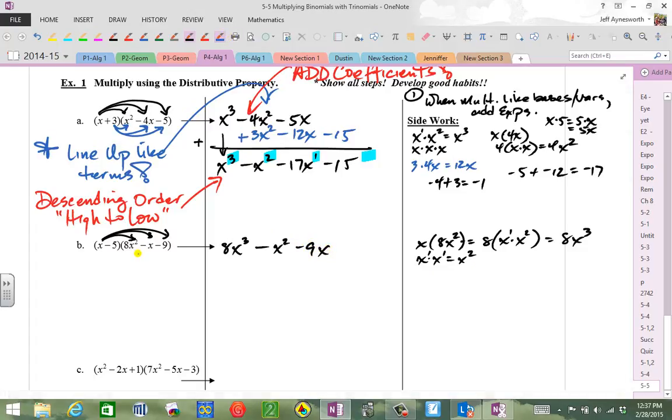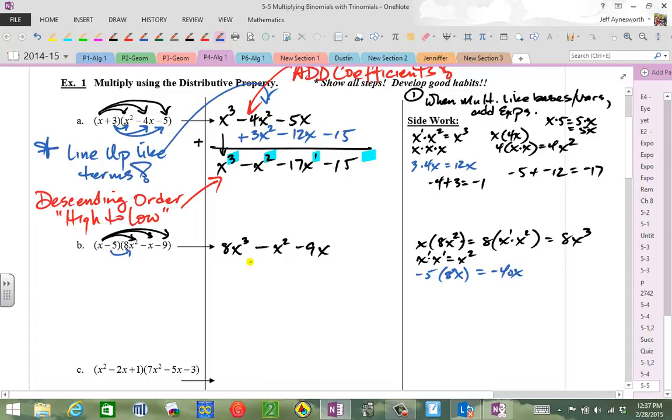Switching colors, here we go. You have to distribute through the -5 three times. Again, you distribute through the first term 3 times, and then the second term 3 times. -5 times 8x squared, that's just -40x squared. Negative times positive is negative.